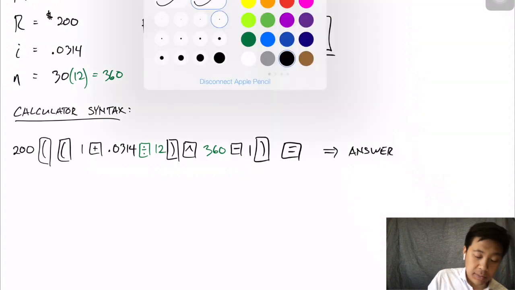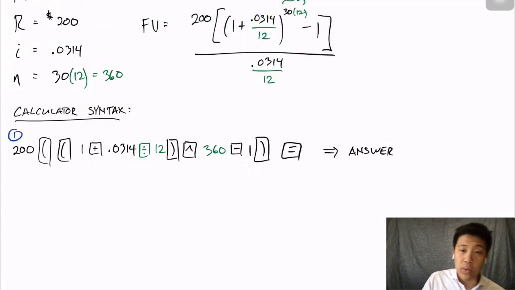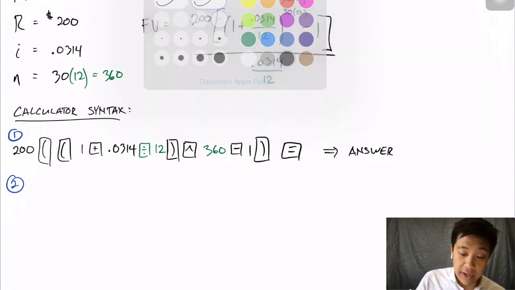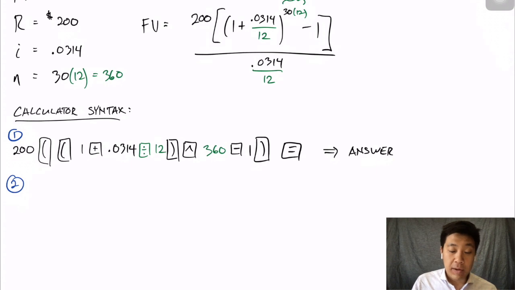Step 1. Step 2, without clearing your calculator, please make sure you don't clear the calculator. You have to divide by the denominator. Now the problem is that the denominator is the interest rate divided by the compounding period. So you can't divide one at a time. You have to divide it as a whole because you're dividing the entire fraction. So after you do the numerator, which was that first step right there, and you hit the equal button or equal sign, you get an answer.